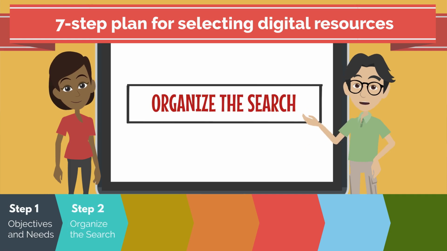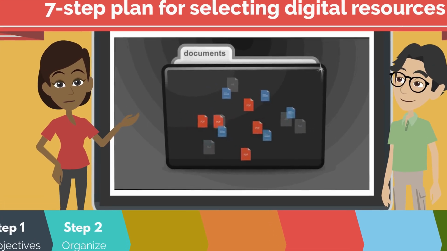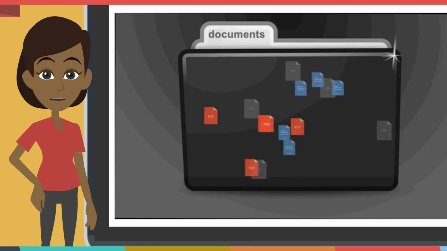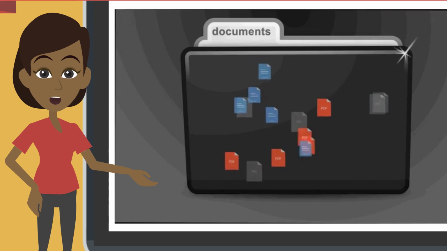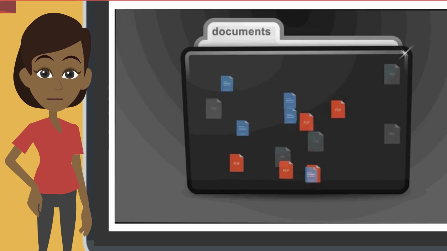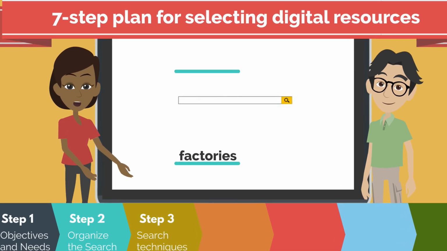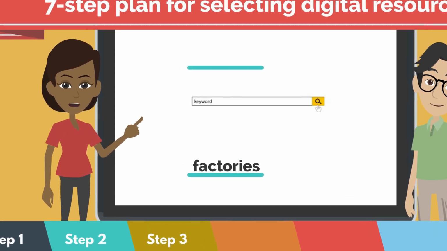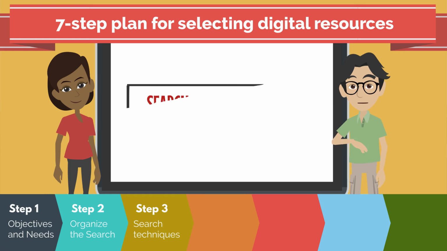Step 2. Organize the search for resources. Should we keep a record of what we find? Yes, exactly. Keep a document where you note the resources you find and their relevance. Also, break down the lesson into different components, like interactive activities and visual aids. Step 3. Search techniques. What terms should I use to search? Make a list of keywords related to the Industrial Revolution, like steam engine or factories. Also, think of synonyms.